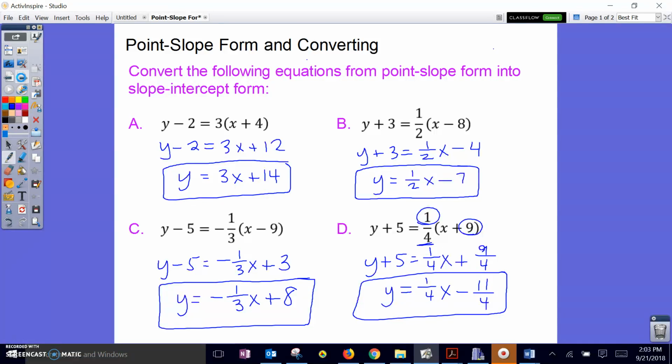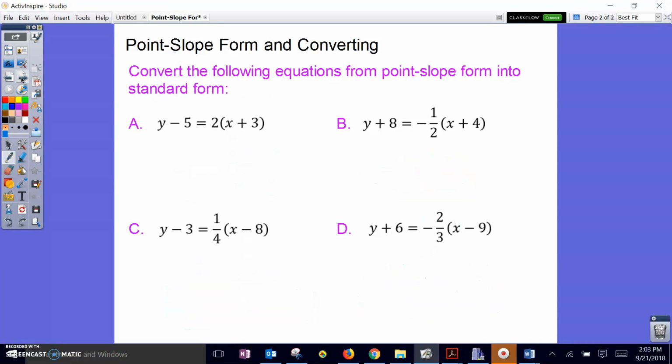Alright, next we're going to look at converting from point-slope into standard form. I'm going to start off the same way. I'm going to go ahead and distribute the slope through the parentheses. And then I need to get all the x's and y's on one side and all the numbers on the other. So I'll add 5 to both sides, get all the numbers on the right. I'll subtract 2x from both sides to get all the x's and y's on the left-hand side.